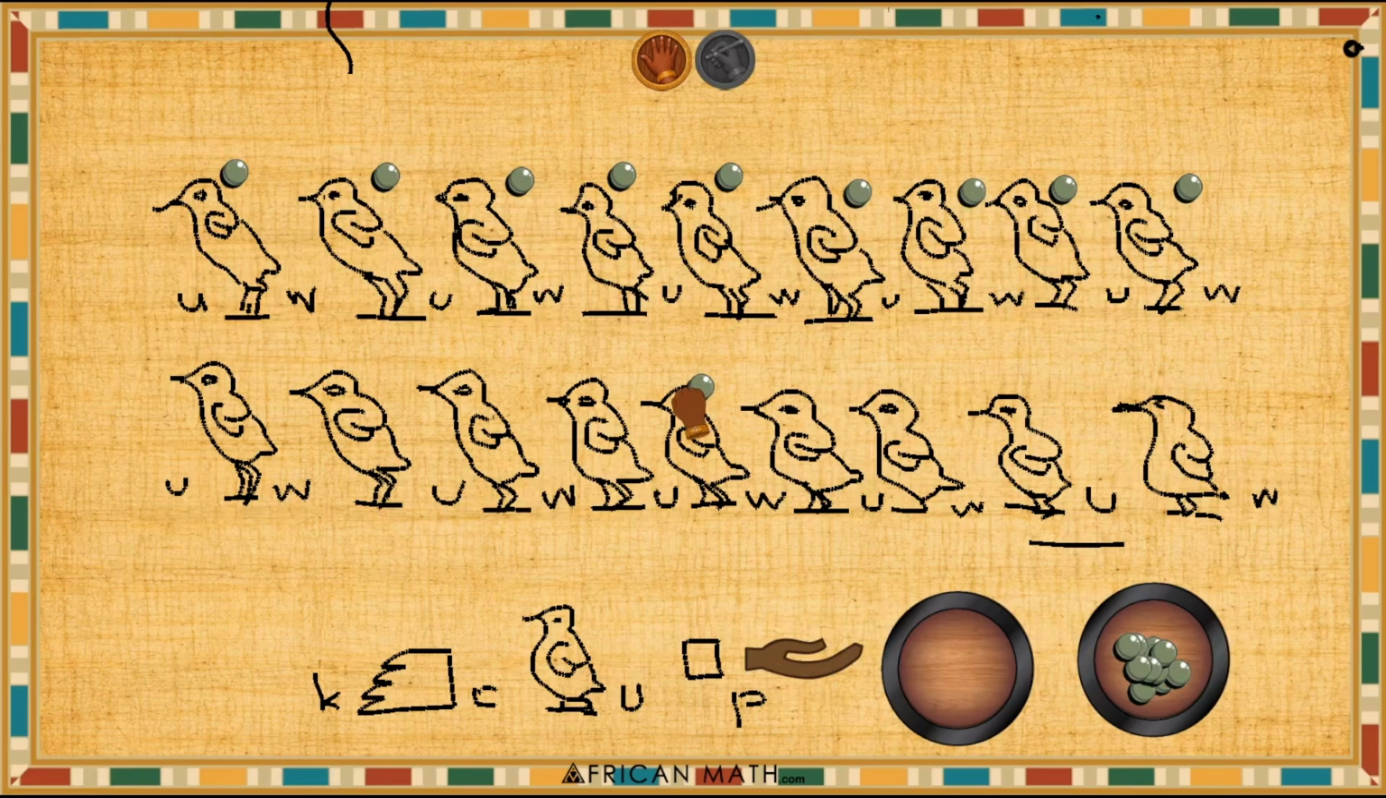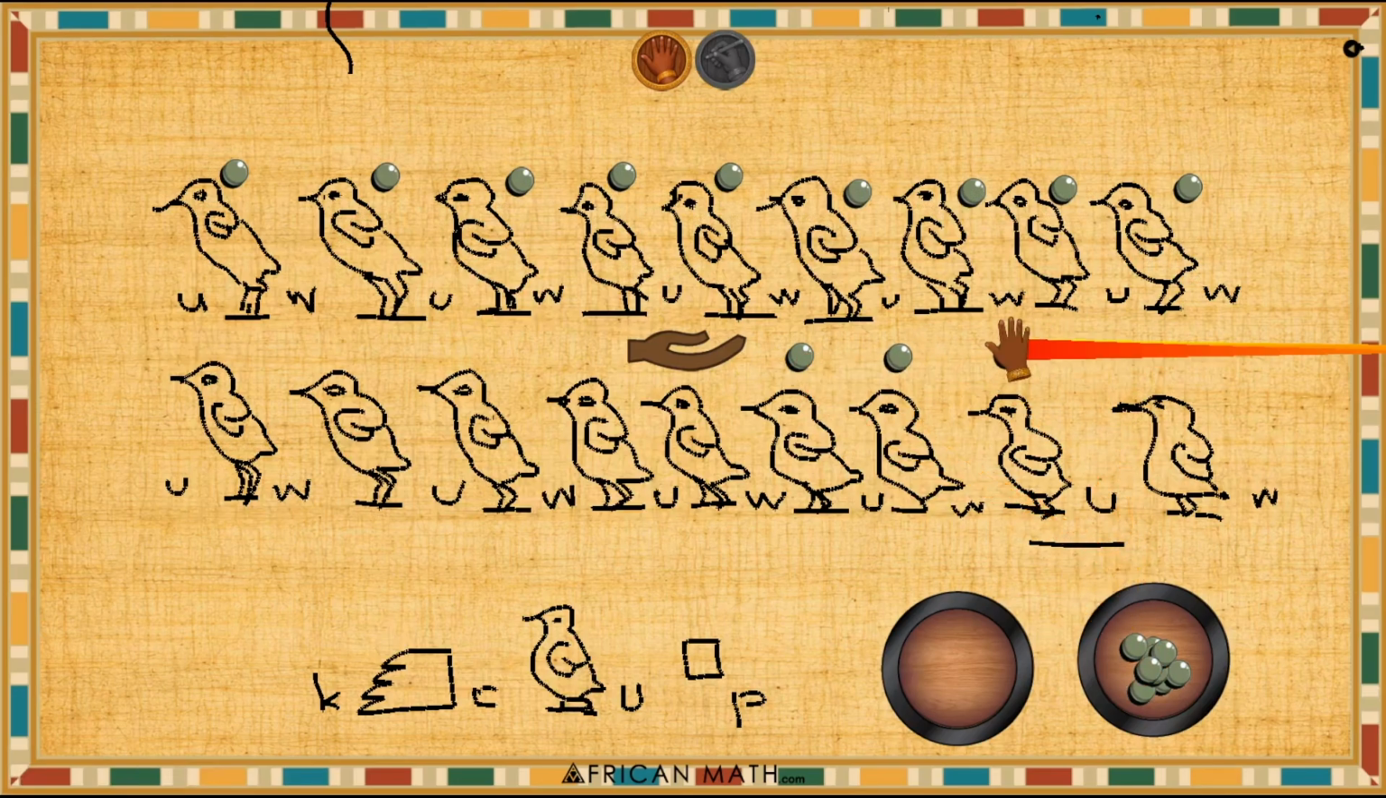So instead of using my beads, I'm going to quick count. We call it quick count here at African Math and Bitcher. I'm going to quick count to 5. So instead of placing 1, 2, 3, 4, 5 beads, I'm going to place a hand, and I'm going to place it right here over the 5th quail chick. Counting on from 5, now we can count 6, 7, 8, and 9.